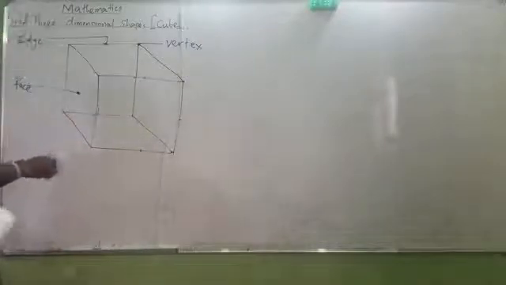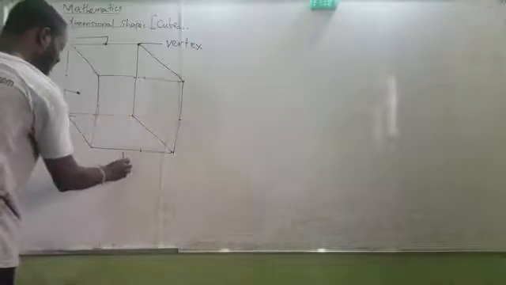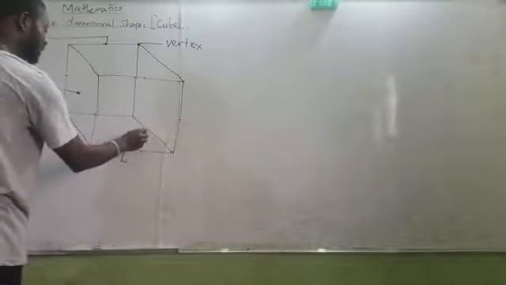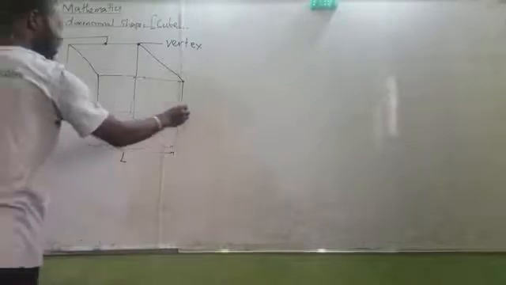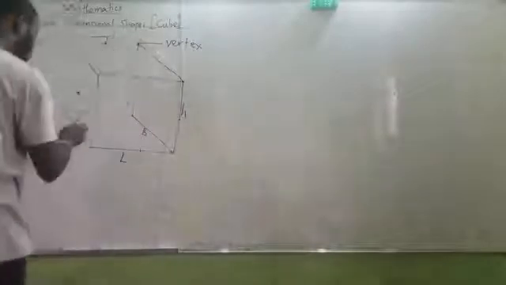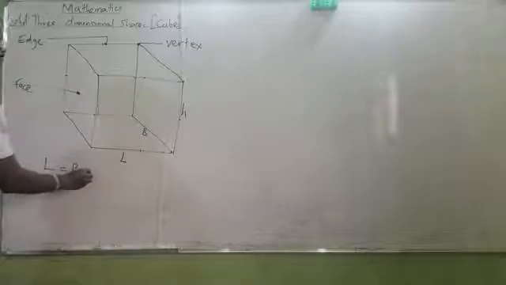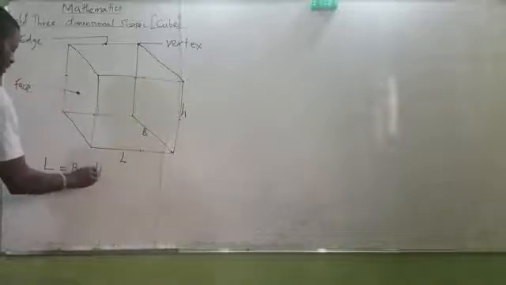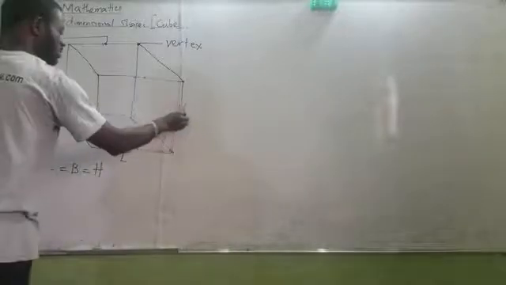Let me try to explain to you. This can be length, this can be breadth, and this can be height. But since it's a square, this is a cube. Note that my length will be equal to breadth, equal to height. It means they are equal.